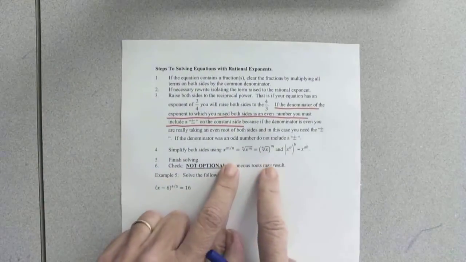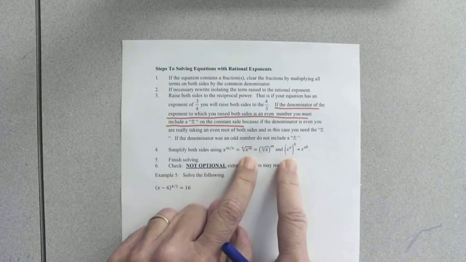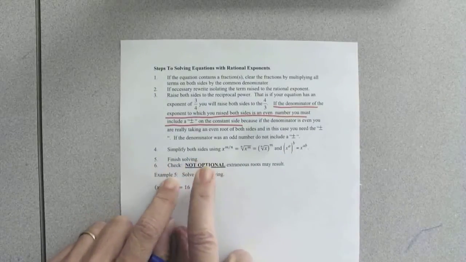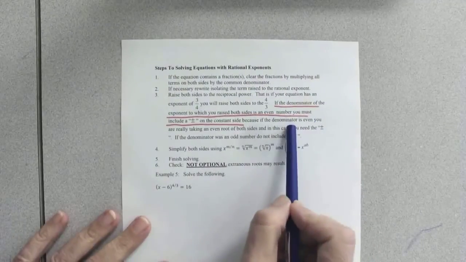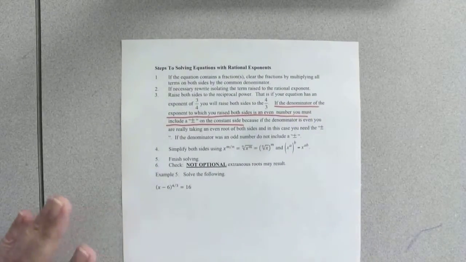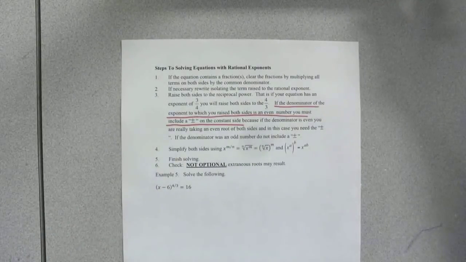4, simplify, using the two things that we talked about, exponents already, simplify. 5, finish solving. 6, check. Not optional, you can get extraneous roots. So the big thing here is going to be trying to remember when to include that plus or minus. So we'll end the video here, and on the next video we'll do the problems.